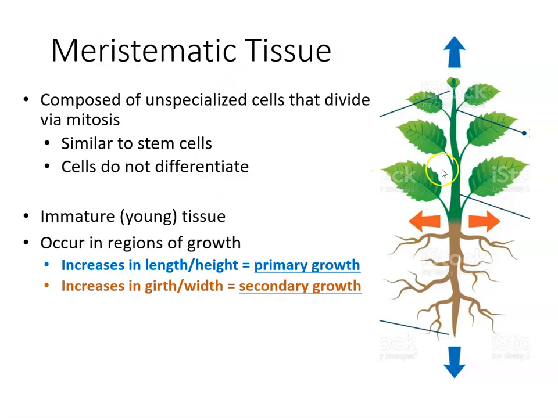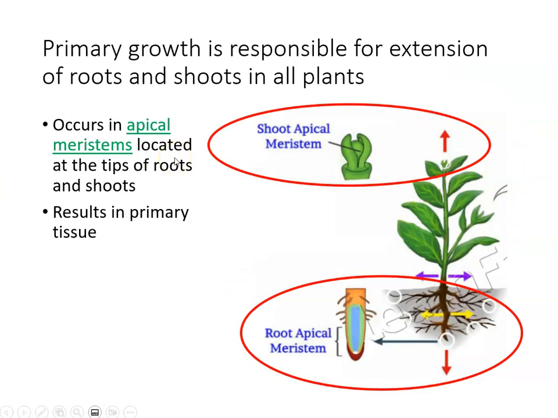As shown in the diagram on the right and color-coded with the little bullet points here in red and blue, the regions that increase in length and height account for primary growth of a plant. Regions that account for increases in girth or width are where secondary growth of the plant takes place. So we're going to spend a little time now talking more about primary and secondary growth and how that occurs.